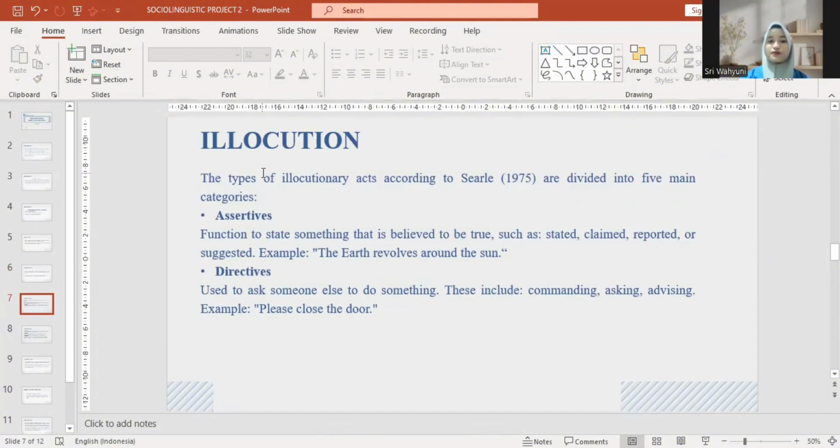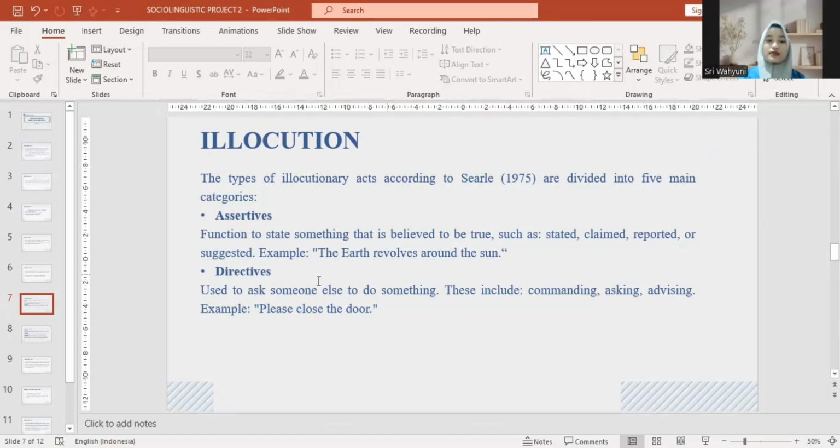Next are the types of elocutionary acts according to Searle 1975, which are divided into 5 main categories. The first is assertives. They function to state something that is believed to be true, such as to claim, report, or suggest. For example, the earth revolves around the sun. This sentence is an assertive because it aims to affirm the truth.